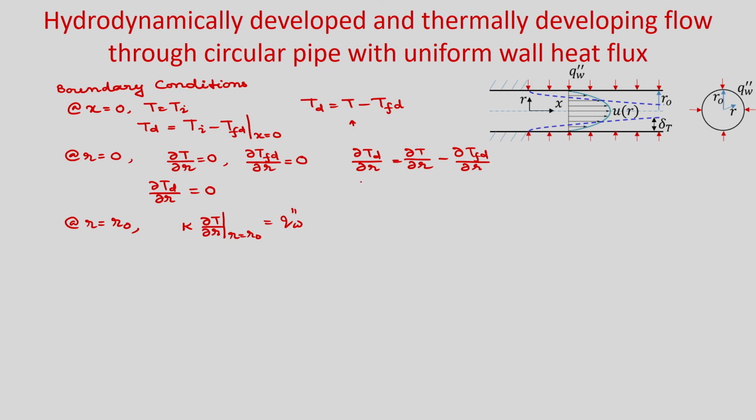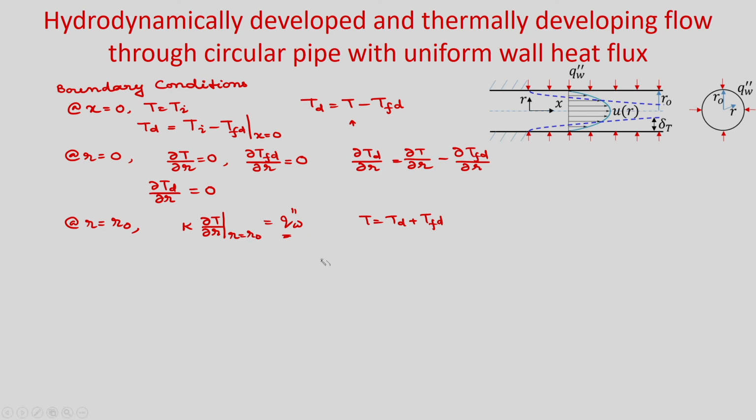Now, what is T? T is TD plus TFD, and for the fully developed case also we have applied this wall heat flux boundary condition. So, you will get k del TD by del r at r is equal to r naught also will be q double prime w. Now, if you subtract these two, what will you get? You will get k del of del r of T minus TFD.